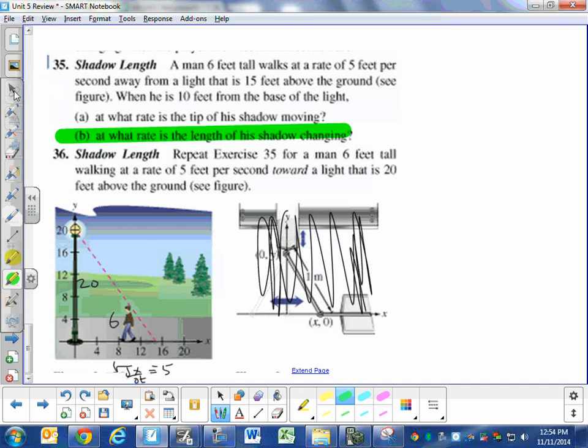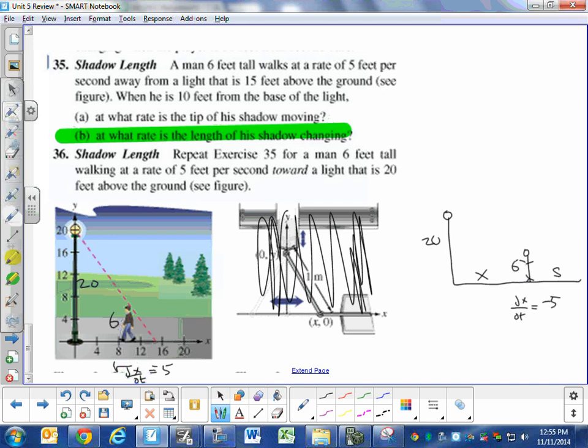Well, we have to set up this proportion. We got our man, we got the lamppost, we have the shadow length, and we have this x distance that the man is from the lamp. So the dx dt is -5. That's fine. But notice what we have here. I'm not going to use the Pythagorean theorem for a problem like this. This is the only time when all you need is a proportion and you're good to go.